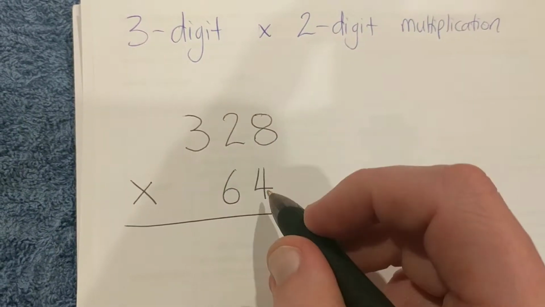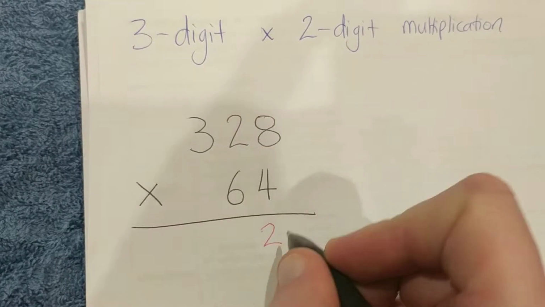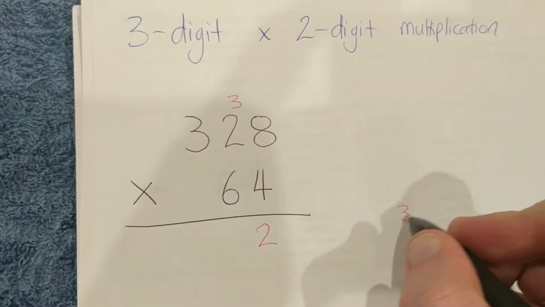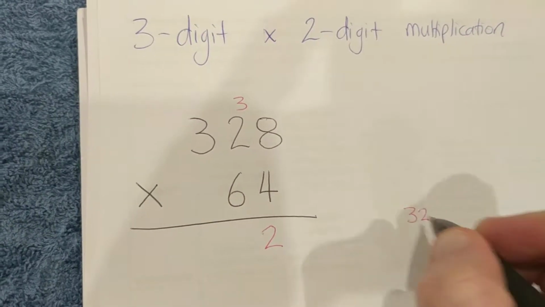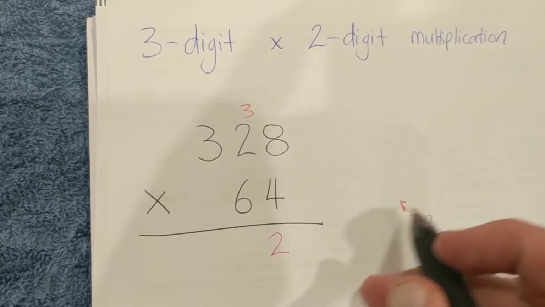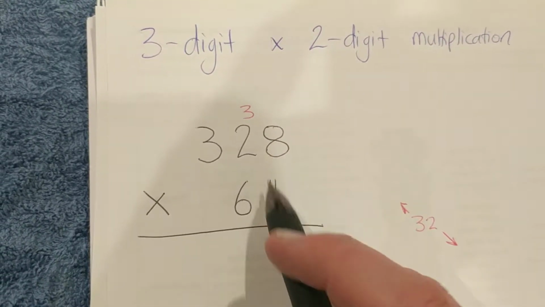So you're starting with the ones column. 4 times 8 is 32. So we can write that underneath and carry the 3 over. Remember, you can use your rule or your helper if you need to, where you say 2 goes down, 3 goes up. You can use that method throughout if you need to. Right, we've dealt with 4 times 8.